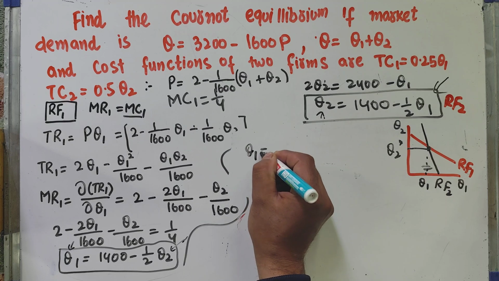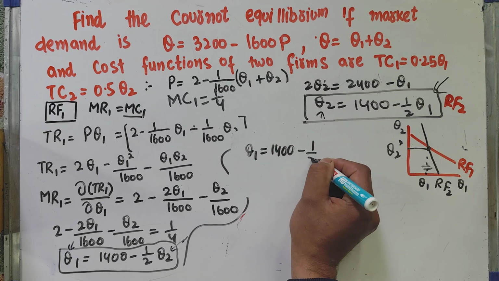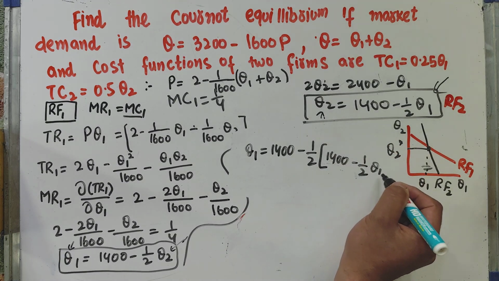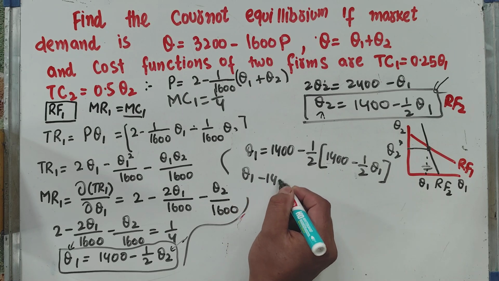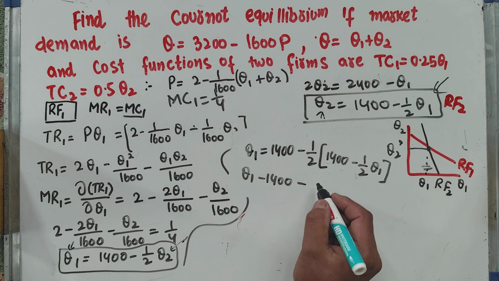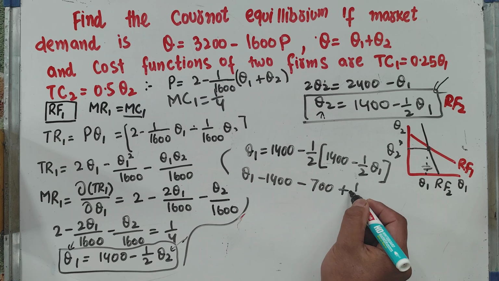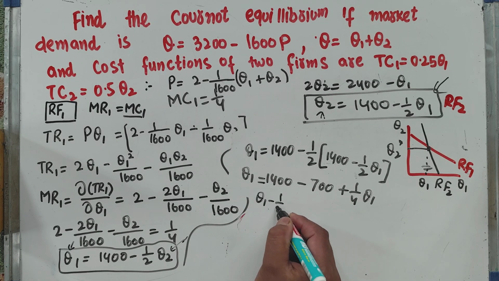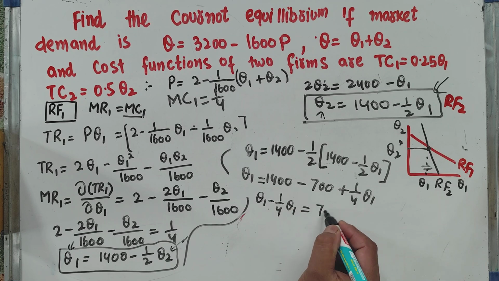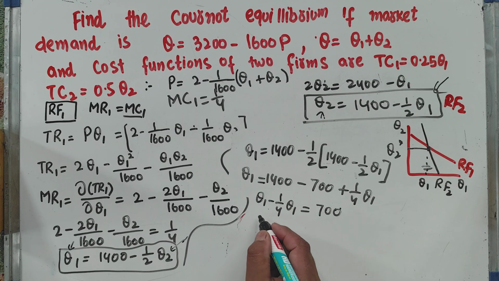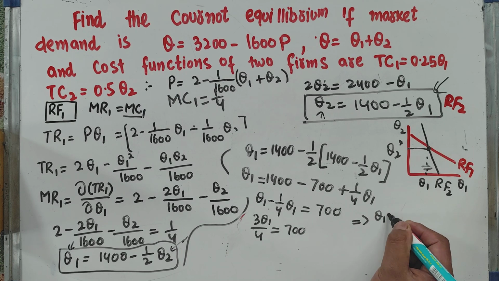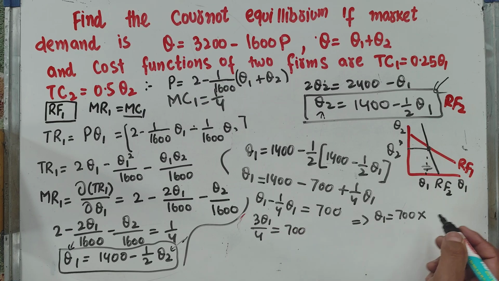So q1 will be equal to 1400 minus 1 upon 2, the value of q2. We write 1400 minus 1 upon 2 q1. So it will become q1 equals 1400 minus 700, minus into minus is plus, 1 upon 4 q1. Transpose it here, so we get q1 minus 1 upon 4 q1 is equal to 1400 minus 700, which is 700. So we get 3 q1 upon 4 is equal to 700, which implies q1 is equal to 700 into 4 upon 3.